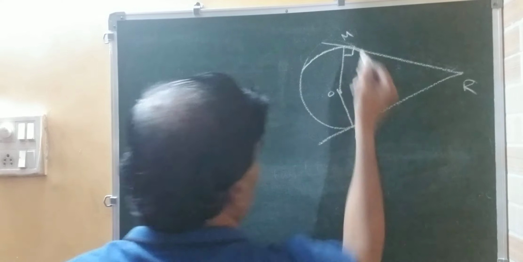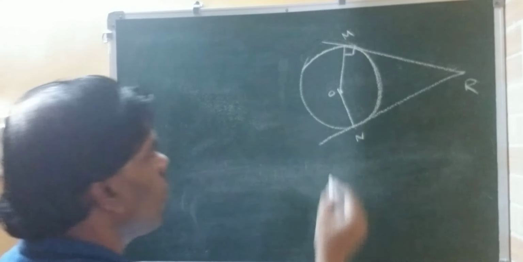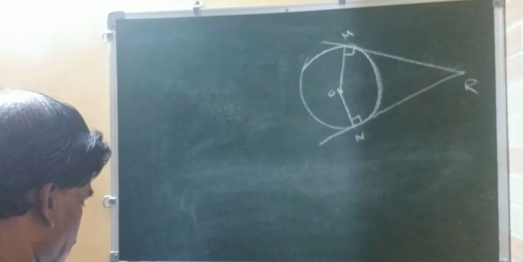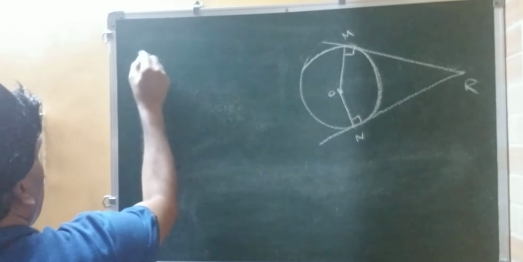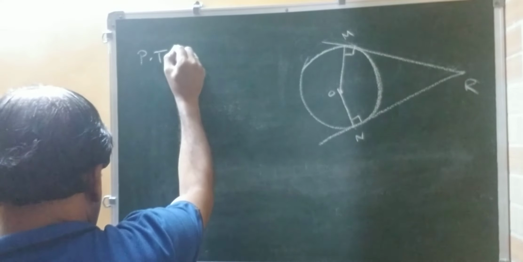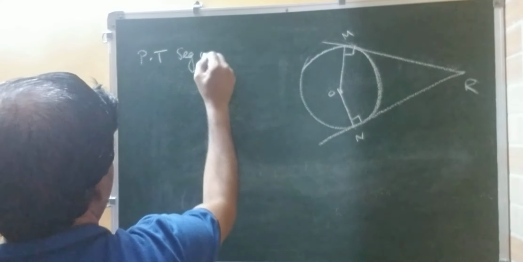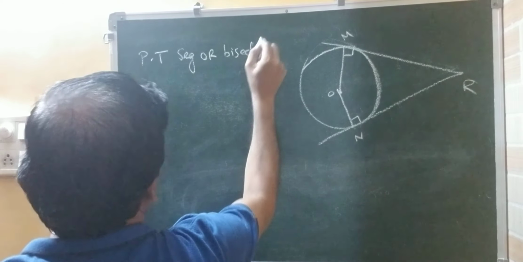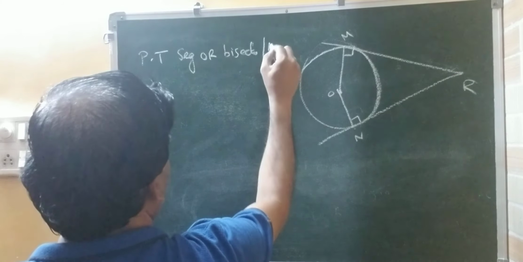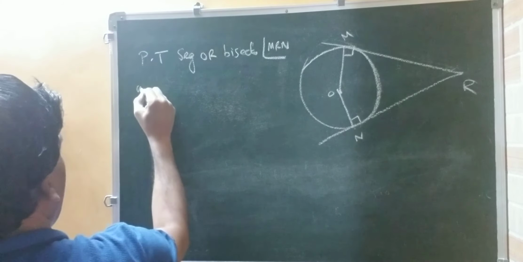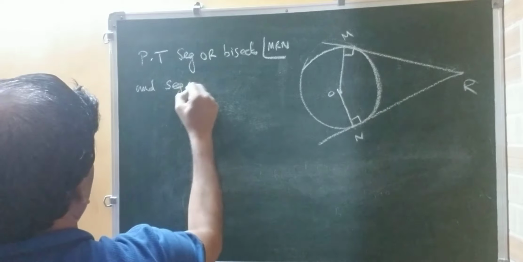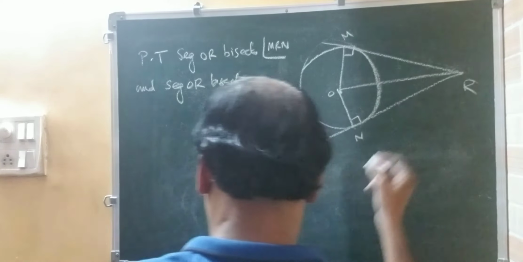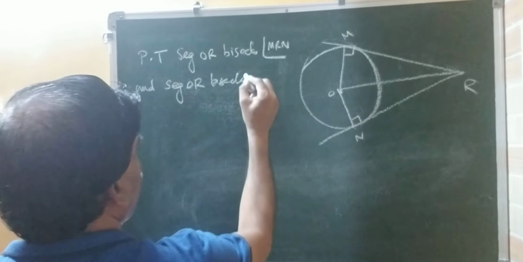Now you tell me what will be that by tangent theorem. It is 90, it is also 90 degree. Now what they are telling, prove that segment OR bisects angle MRN and segment OR bisects angle MON.